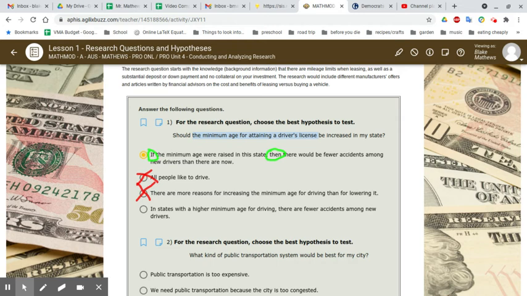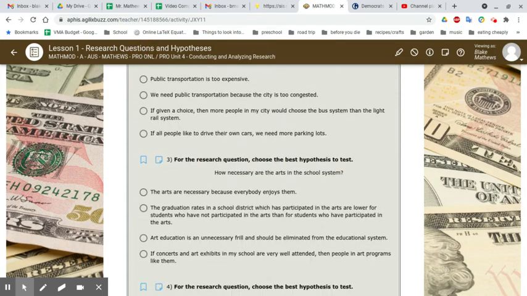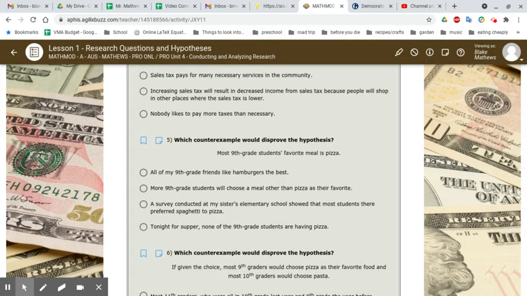So does the hypothesis address the research question? And also, is it measurable? And then lastly, is there an if-then version of that? So that's going to be questions 1, 2, 3, 4.